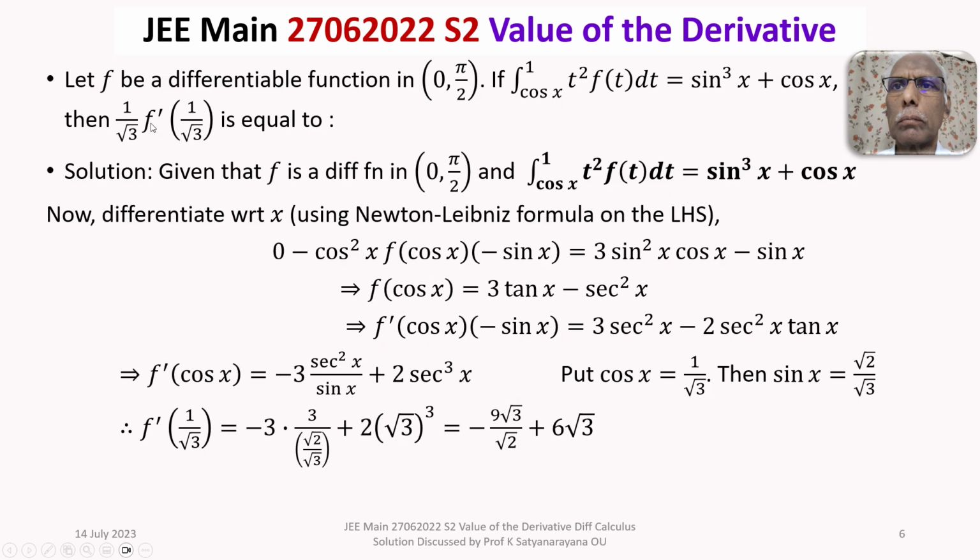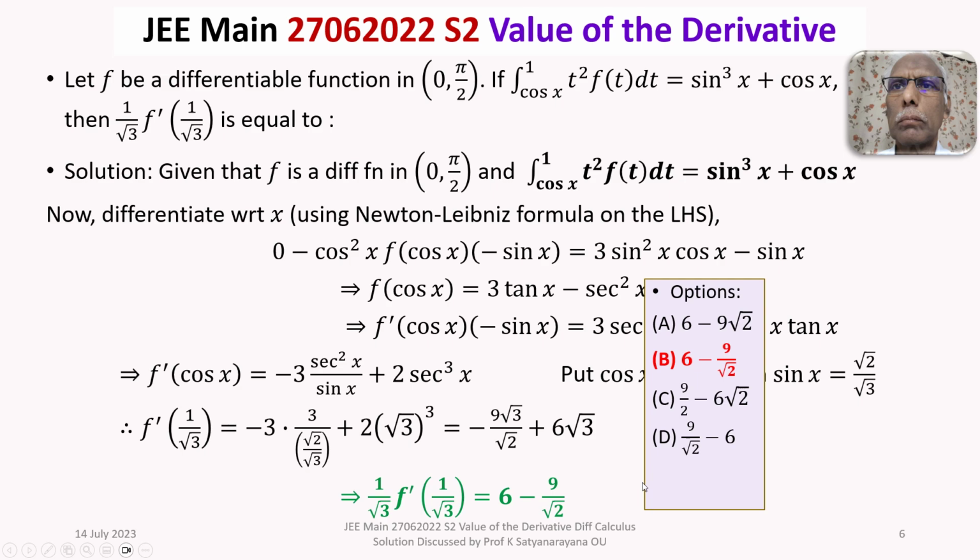So we want 1 by root 3 f prime of 1 by root 3. So multiply by 1 by root 3. 1 by root 3 of f prime of 1 by root 3 is equal to 6 root 3 by root 3, which is 6, minus 9 root 3 by root 2 by root 3, that is 9 by root 2. So that is the answer to this question.